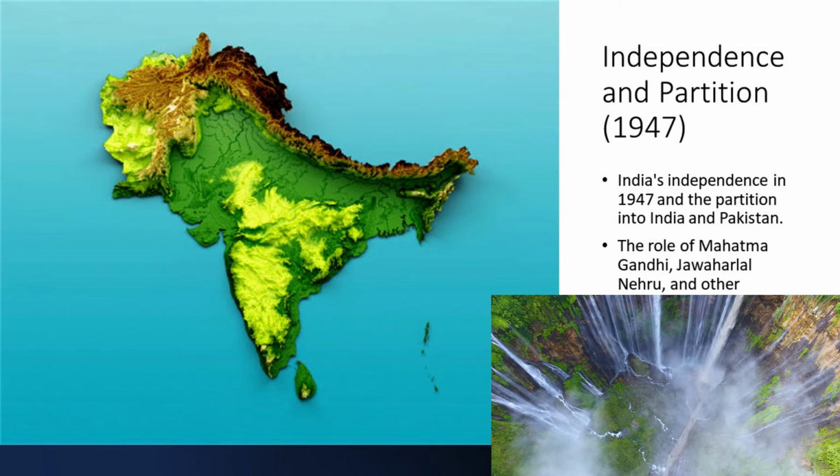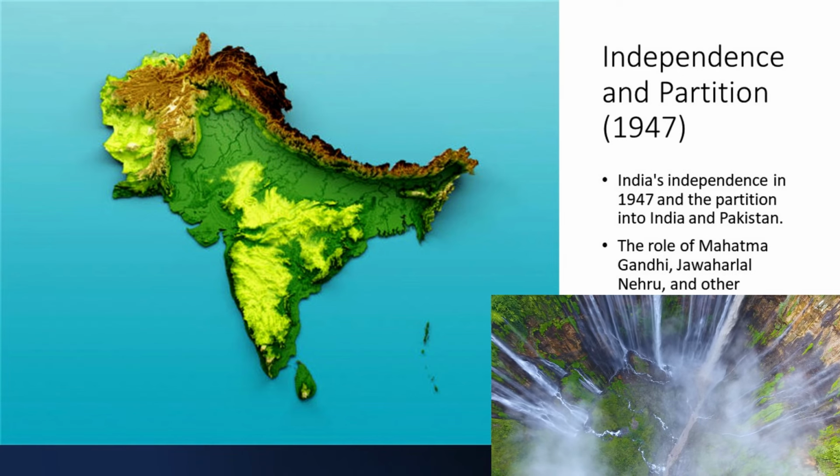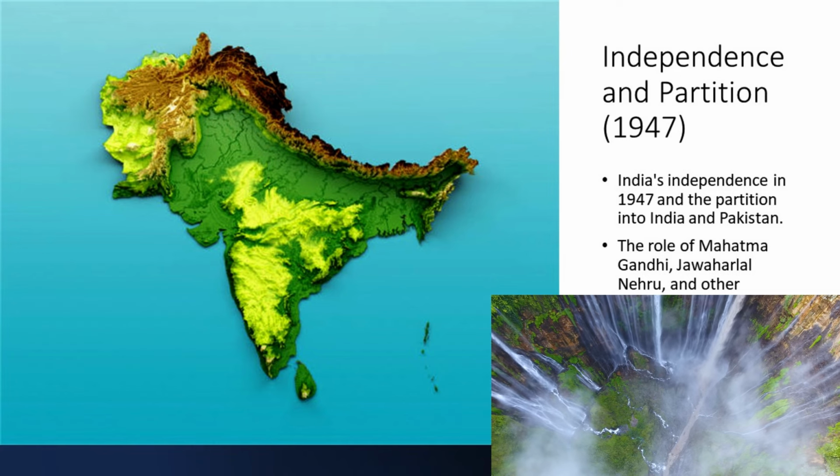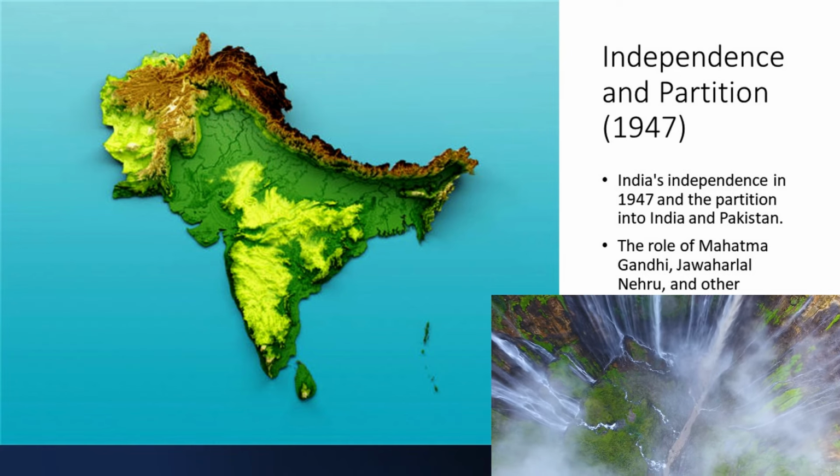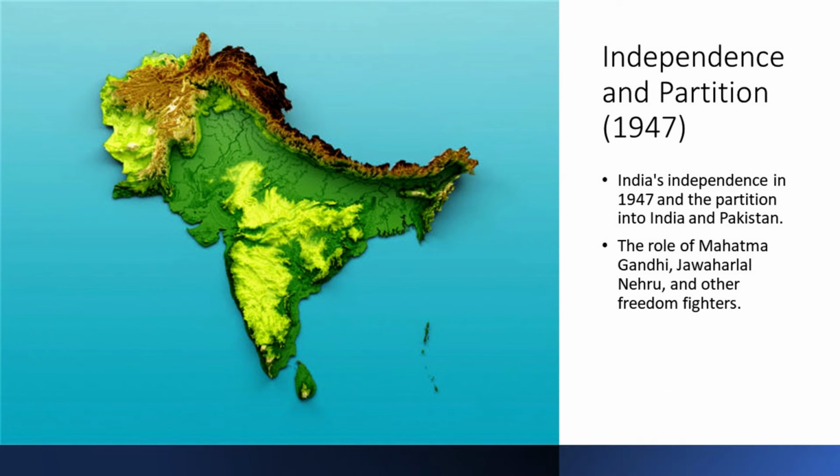However, the year 1947 also witnessed the partition of the Indian subcontinent, leading to the creation of two separate nations, India and Pakistan. This partition was accompanied by one of the largest population migrations in history, as millions of people moved between the two newly formed countries. Tragically, it was a period of communal violence, leaving deep scars on both sides.